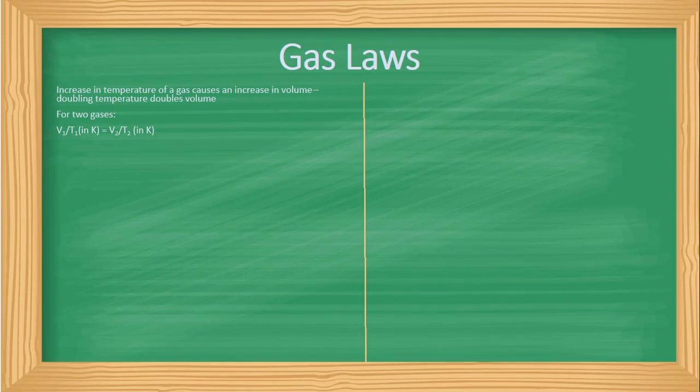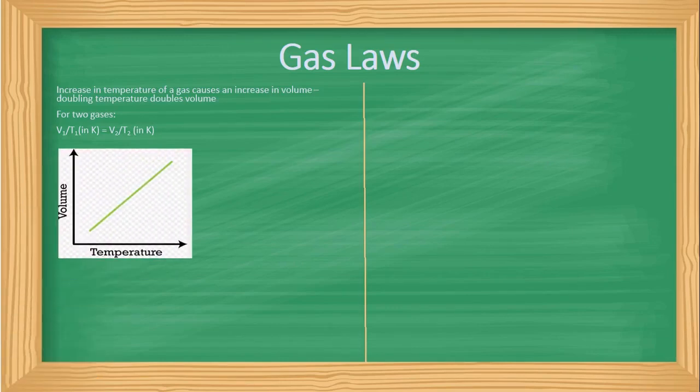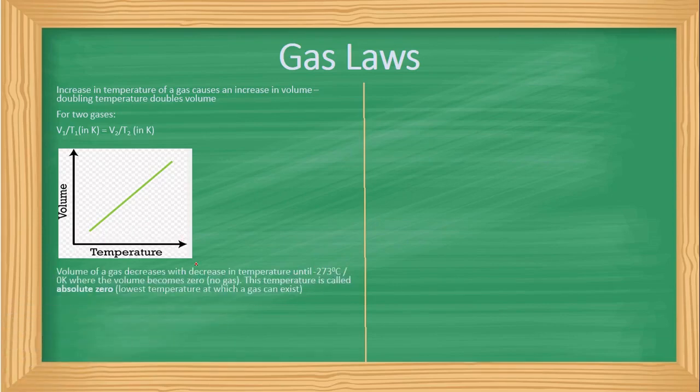And remember that temperature is always represented in kelvins. So in these kind of questions, remember always to convert temperature from degrees Celsius to Kelvin. So graphical representation is as I'm displaying here on the screen. The volume of a gas decreases with the decrease in temperature until it reaches 0 Kelvin, or negative 273 degrees Celsius.